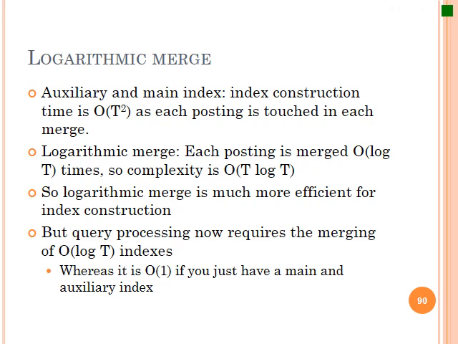Because now you have a tree of increasingly small indices, right? So every time you answer a query, you have to merge the results from these individual queries together. So that involves merging log t indices. Whereas if you just have one main index and one auxiliary index, that takes just constant time. All right, so the trade-off is how many indices you have. If you have more indices, the construction time is less, but the query time is more. Okay.